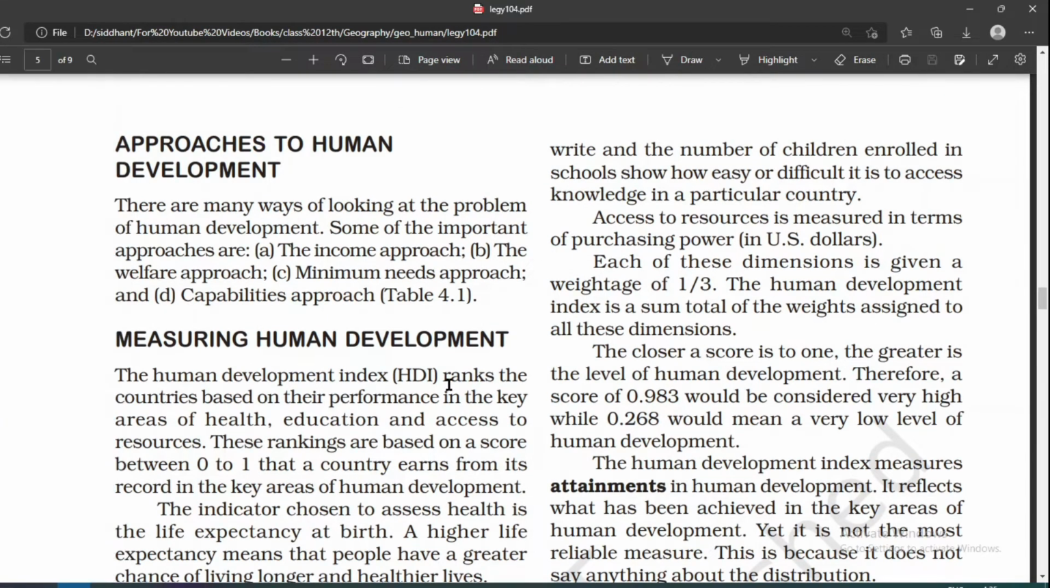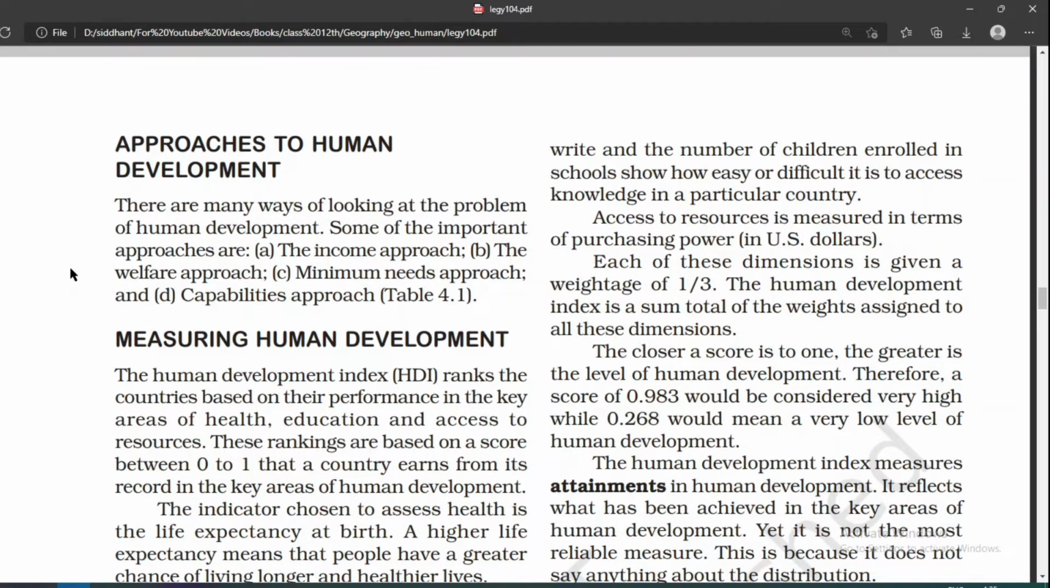Approaches to human development. There are many ways of looking at the problem of human development. Some of the important approaches are: A. The income approach, B. The welfare approach, C. Minimum need approach, and D. Capabilities approach.